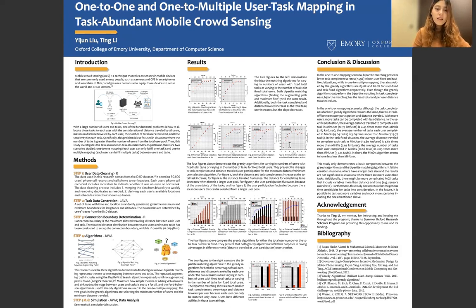The default data set basically contains 15,000 users' phone call records and their cell phone tower locations. So I know the time and locations of those users from those data sets. So basically my result shows that as the number of users increases, we can complete more tasks, and as the number of tasks increases, we have a longer distance traveled.